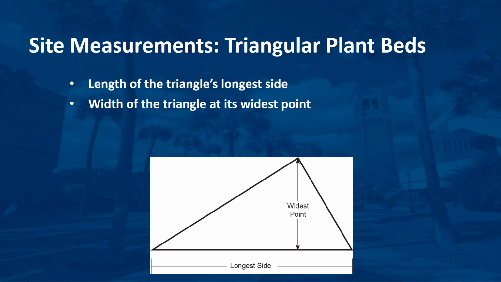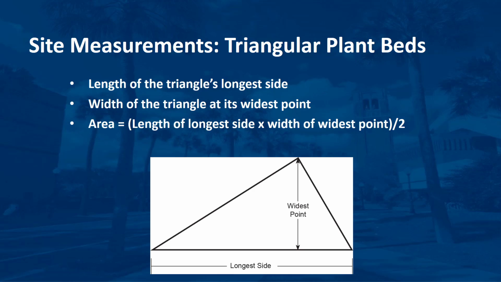To calculate the area of a triangular site, you must know two dimensions: the length of the triangle's longest side and the width of the triangle at its widest point. Before making a calculation, make sure that both dimensions are stated in the same units. To find the area in square feet, multiply the length of the triangle's longest side by the width of its widest point, and then divide by 2.